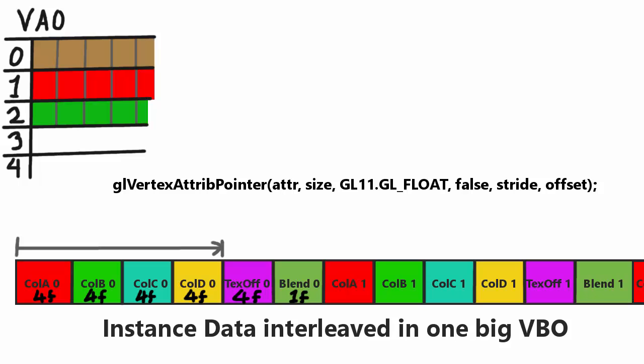So for the texture offsets, for example, this would be 16 floats or 64 bytes, and then the blend factors would be another 4 floats along, so their offset would be 20 floats or 80 bytes.